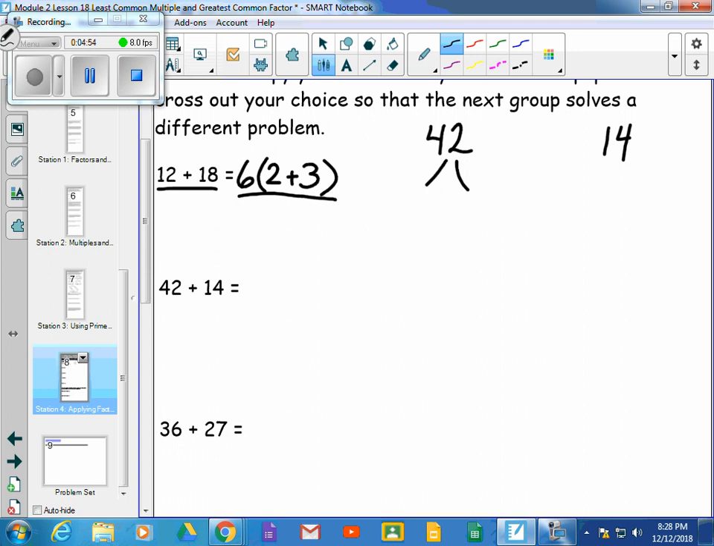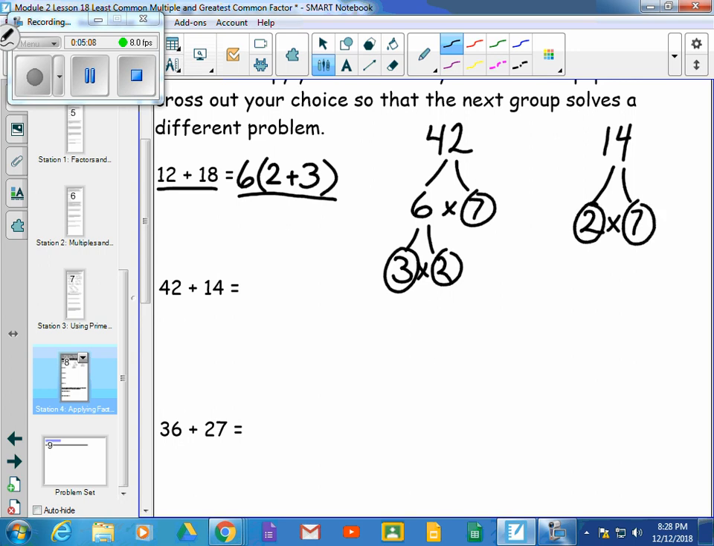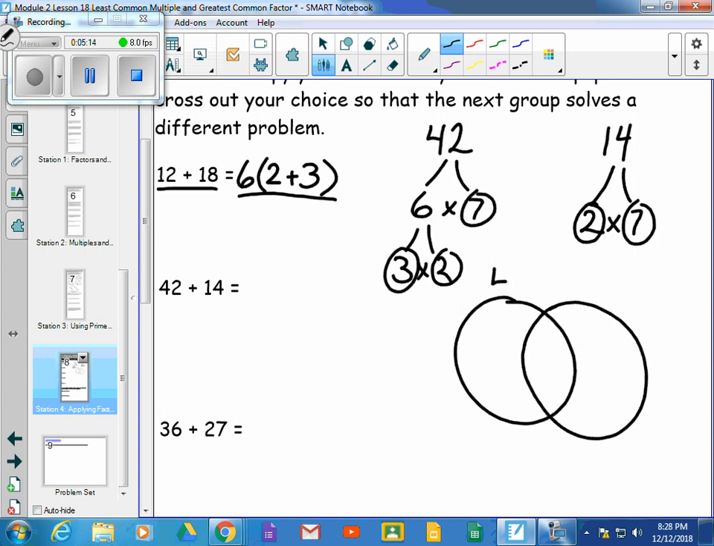I'm going to factor 42 into 6 times 7. 7's prime. 6 can be factored into 3 times 2, which are both prime. 14 is 2 times 7, which is both prime. I make my Venn diagram for the numbers, and I can see that 42 has a 3, but 14 doesn't. They share a 2, and they also share a 7. Multiply what they share, I can see that the greatest common factor is 14.